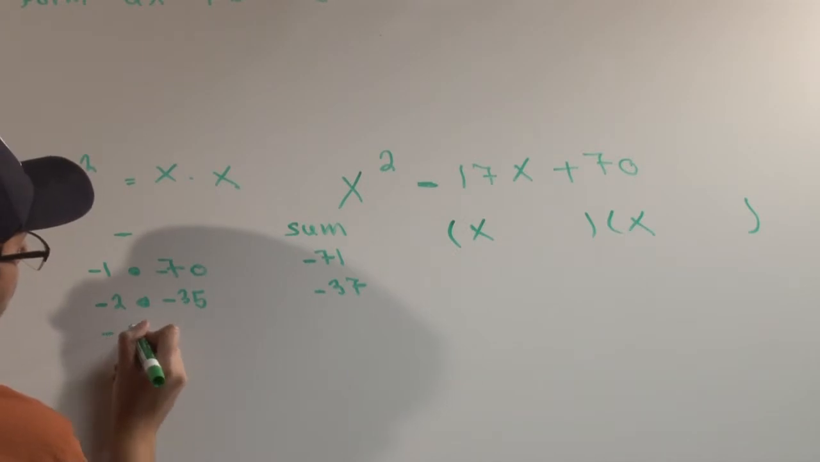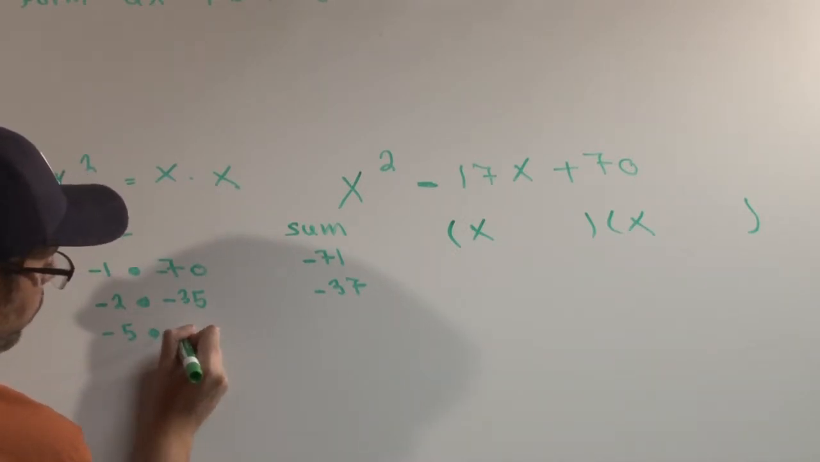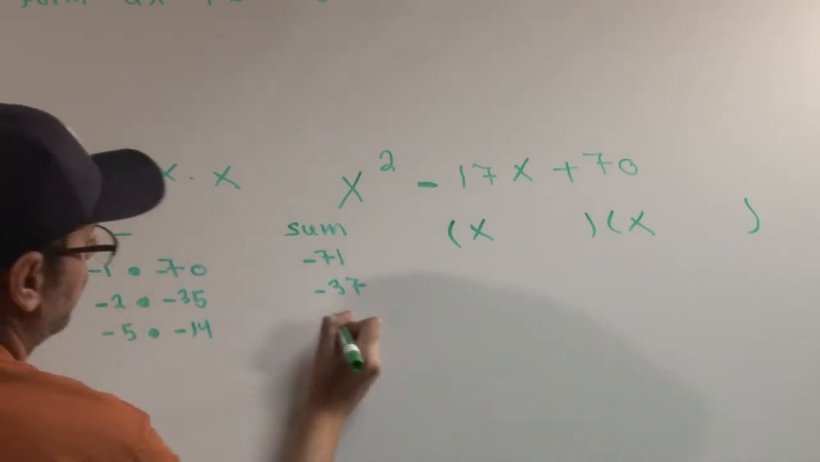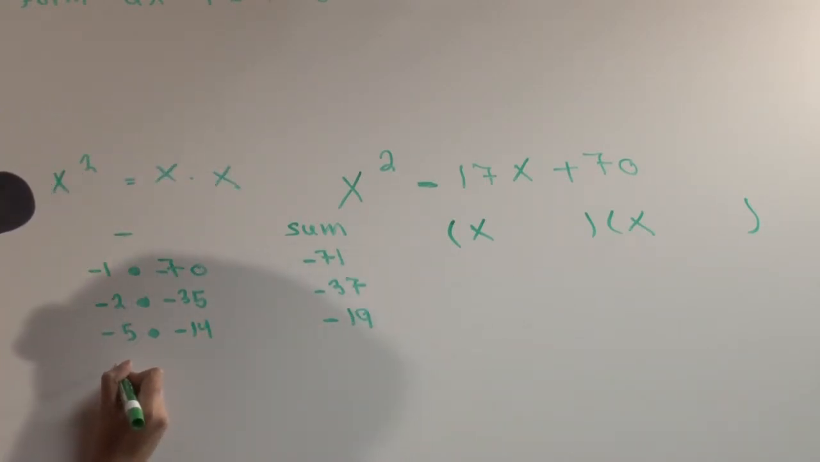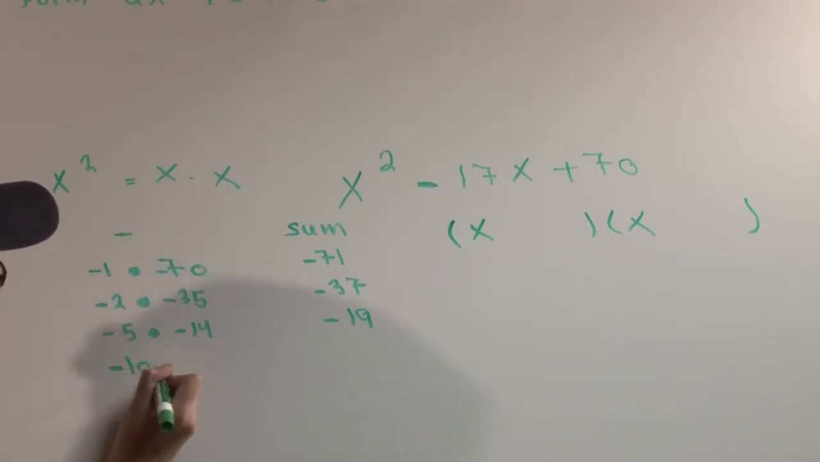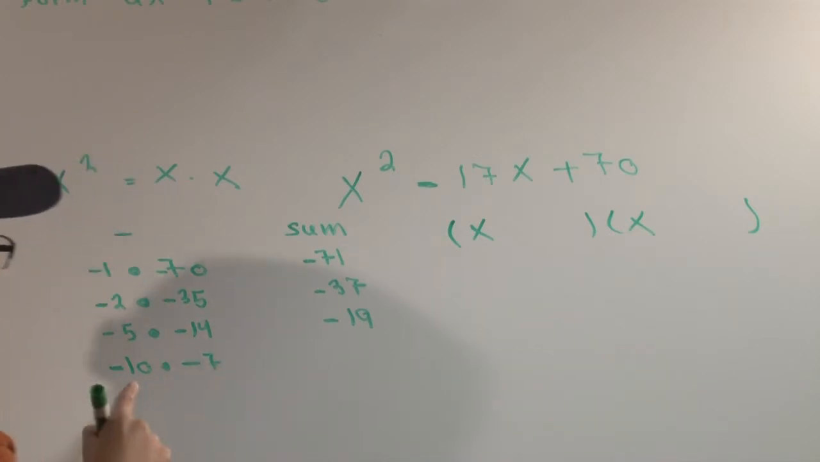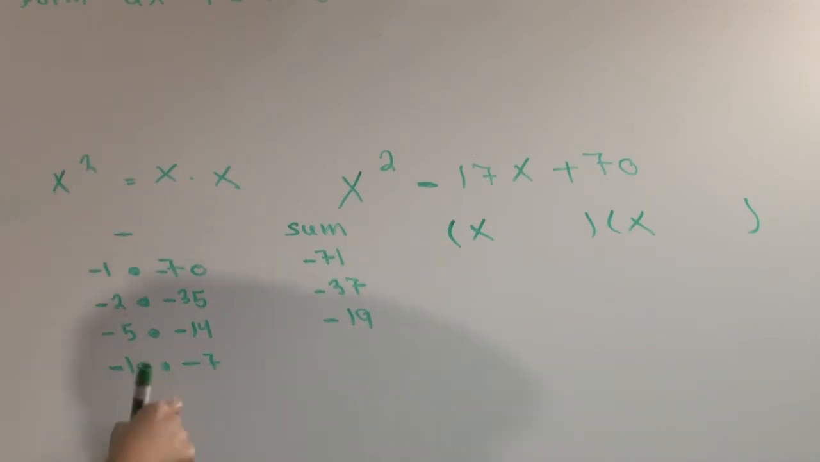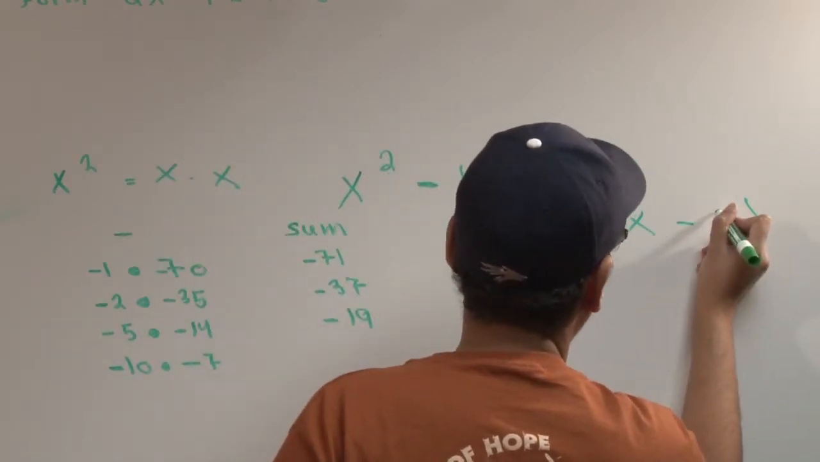Negative 5 times negative 14, that's negative 19. Nope, it doesn't work. Negative 10 times negative 7. Oh, negative 17. So that would be the right answer. So negative 10 times negative 7.